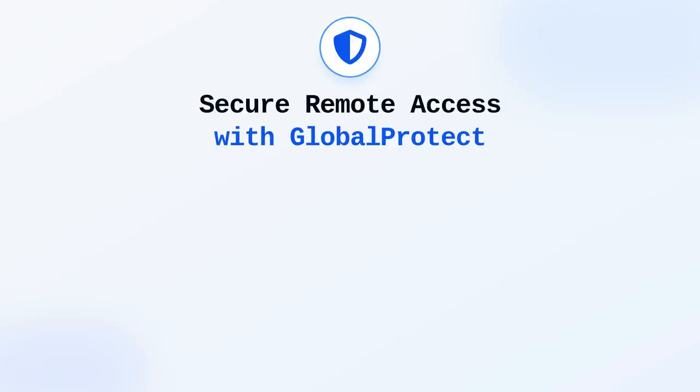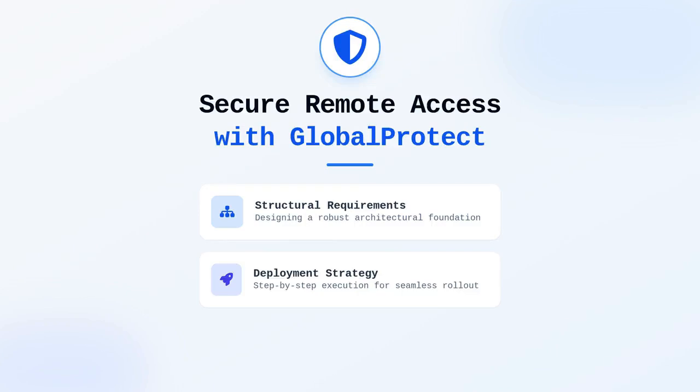Welcome back. Let us explore the structural requirements for establishing secure remote access using GlobalProtect. This chapter focuses on the architectural design and deployment steps necessary to extend your corporate perimeter to a distributed workforce.